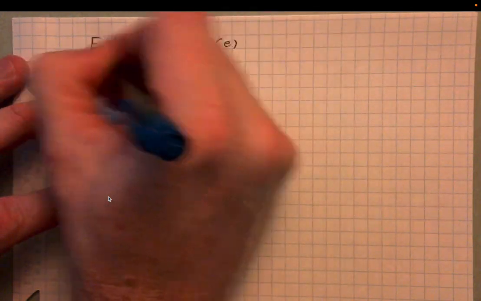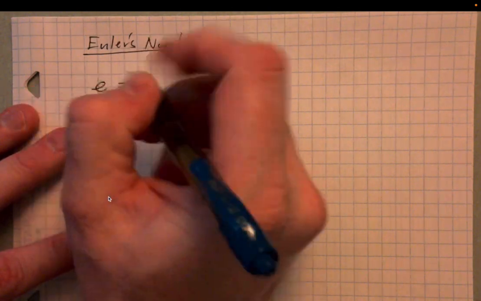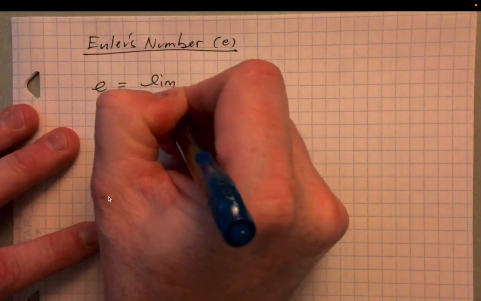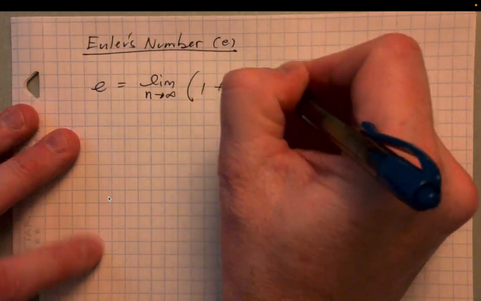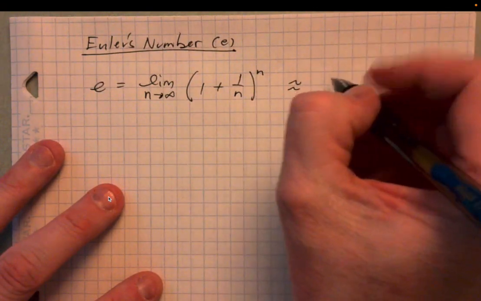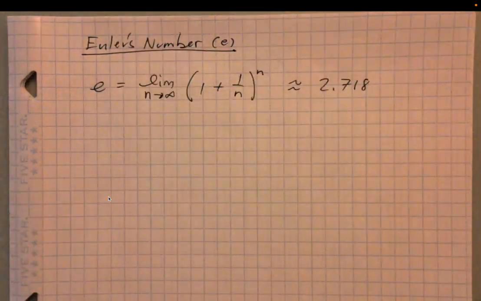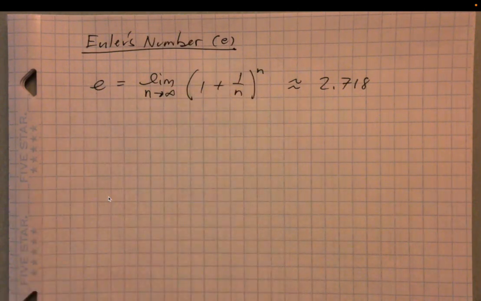This is e, right? It turns out that e is equal to the limit as n approaches infinity of 1 plus 1 over n to the nth power. And so this is approximately 2.718. Okay, so this is a transcendental number that you may be familiar with, and the limit of this sequence is e.